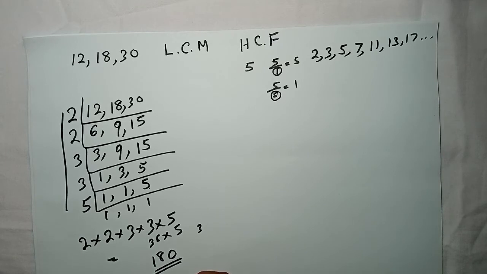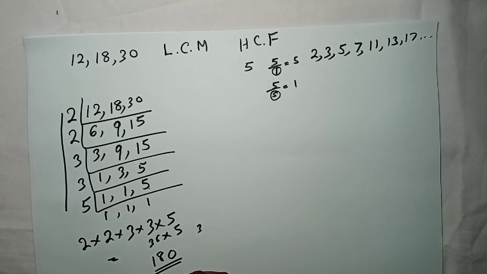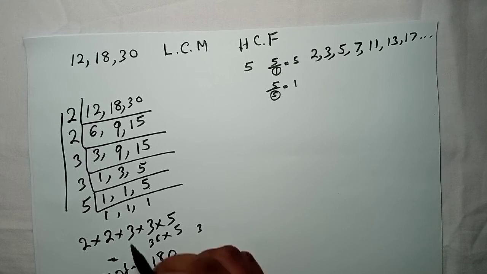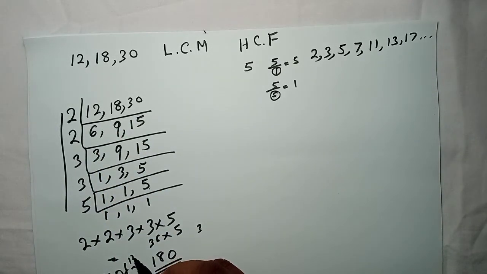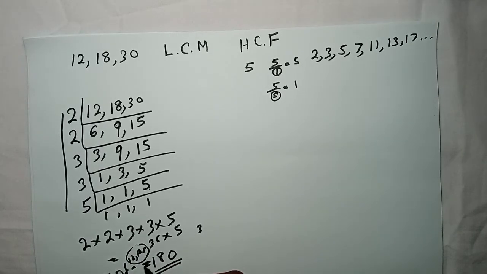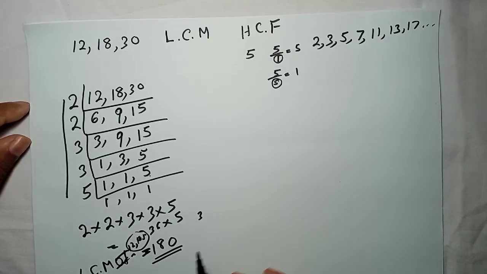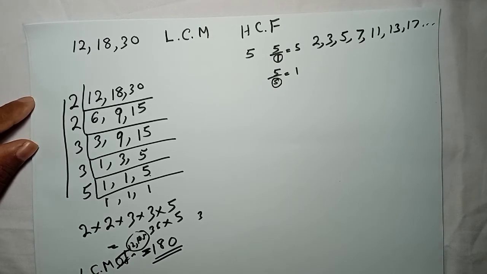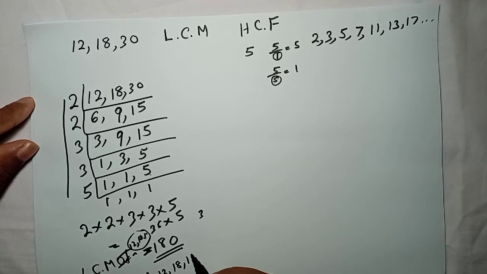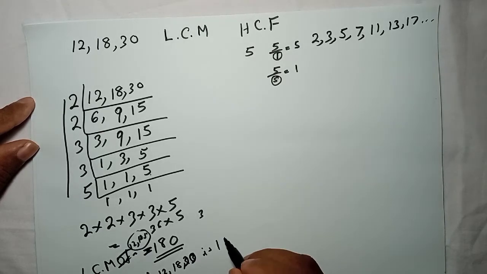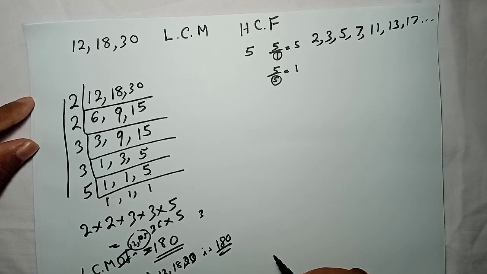This is the LCM of these three numbers, right? What are they? 12, 18 and 30 if you consider, right? This is the LCM. So yeah, if you need you can write like that: LCM of 12, 18 and 30 is 180. Now we got the answer, right?